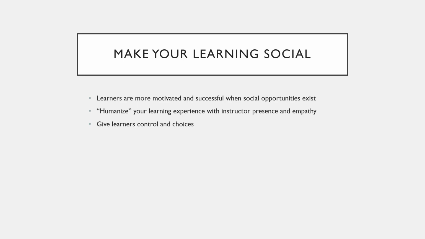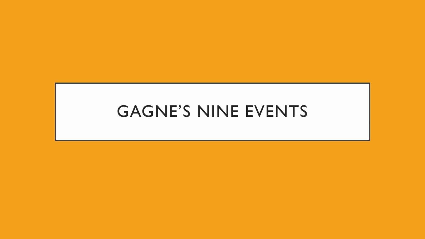It can help them feel more connected to a class if they're able to make social connections with their classmates and with their instructor, and if the instructor has a really strong presence in the class, and also if they are able to have control and choices. It gives them a little bit more power in a situation in which they might not feel very powerful at all. So I'll talk a little bit more about that as we go through this presentation.